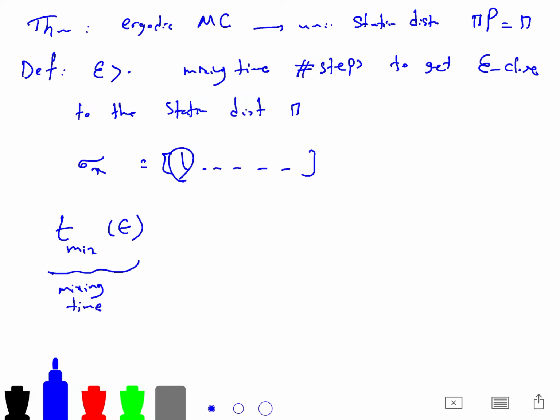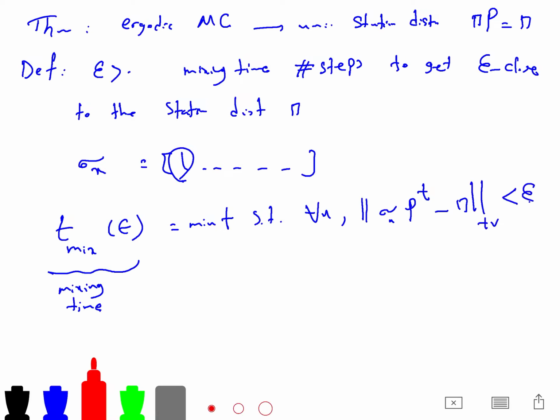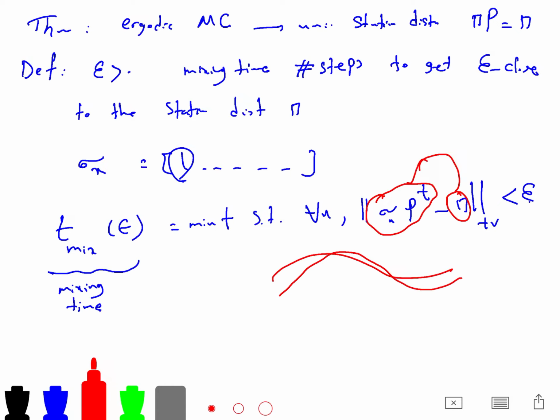So the epsilon mixing time, let's say, is just the minimum T such that for any x, sigma x P^t is epsilon close to pi. I mean, the total variation norm is epsilon close. They are very close to each other. So these two distributions are very, very close to each other. We have some error here, but they are very close. So the total variation of them is epsilon.